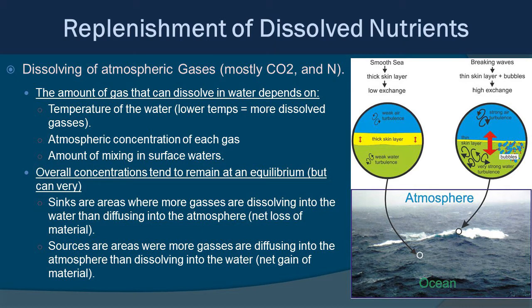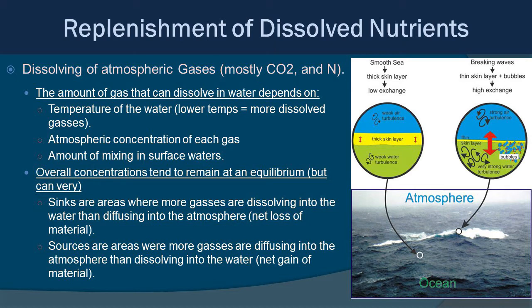We're going to start with dissolving of atmospheric gases. Mostly we're talking about carbon dioxide and nitrogen. Now, the amount of gas that can be dissolved in water depends on, which we've learned before, temperature of the water. Lower temps equals more dissolved gases. Atmospheric concentration of the gas, how much is it in the atmosphere, and the amount of mixing in the surface water, how much wave action, things like that are going on.